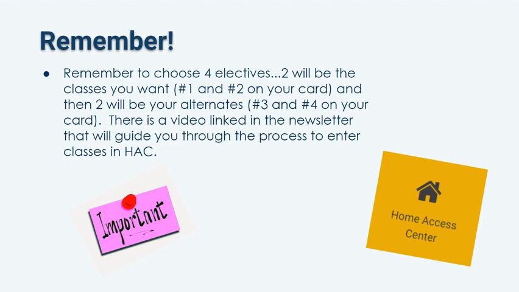When you get into Home Access, after you have finished filling out your worksheet, your course card, you'll go to classes, and then there are 3 tabs: coursework, schedule, and request. And request is where you're going to put your classes in for next year. The counselors will be able to help you along the way with this process.